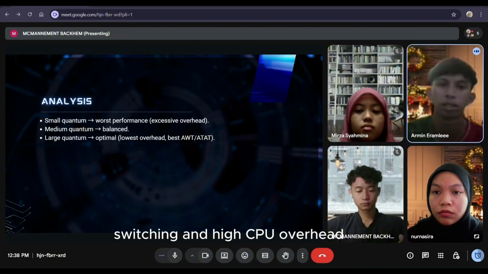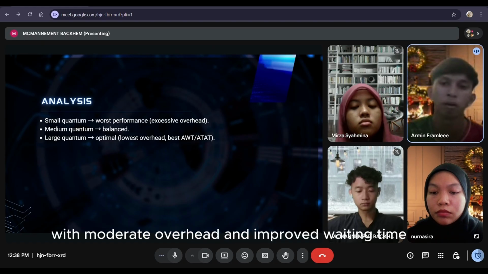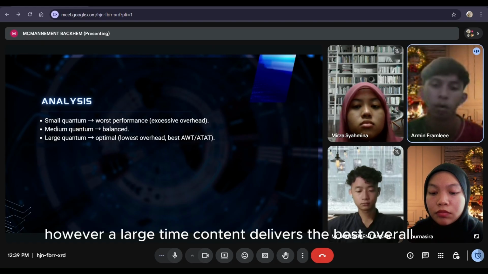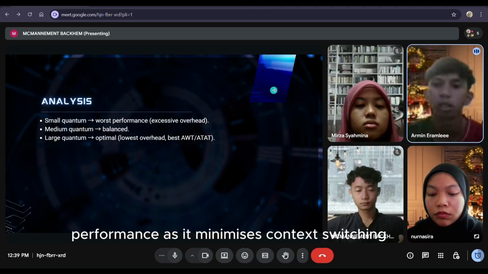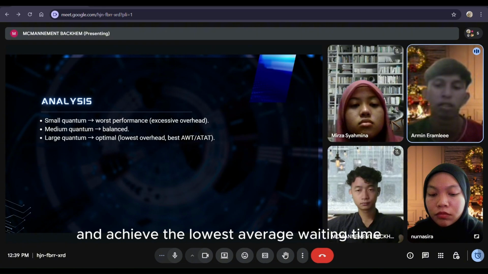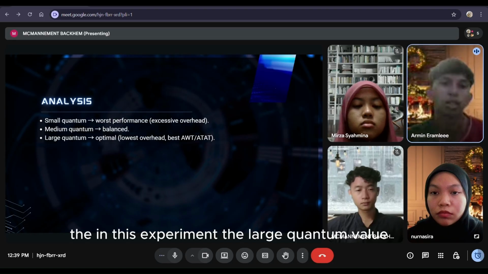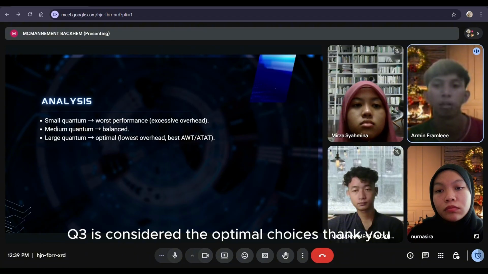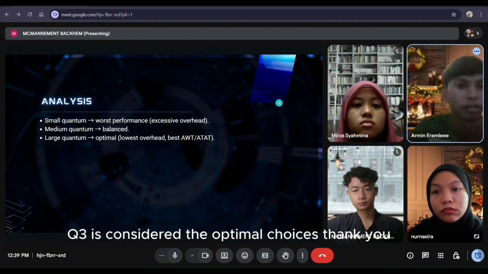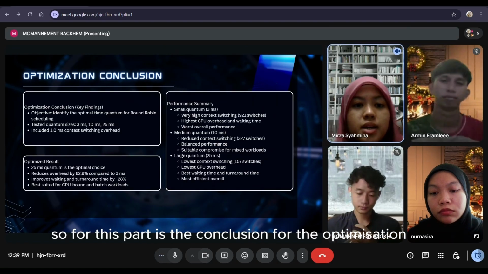Next, based on the analysis, a small time quantum results in the worst performance due to excessive context switching and high CPU overhead. A medium time quantum provides more balanced performance with moderate overhead and improved waiting time. However, a large time quantum delivers the best overall performance as it minimizes context switching, reduces CPU overhead, and achieves the lowest average waiting time and turnaround time. Therefore, in this experiment, the large quantum value Q3 is considered the optimal choice. Thank you.